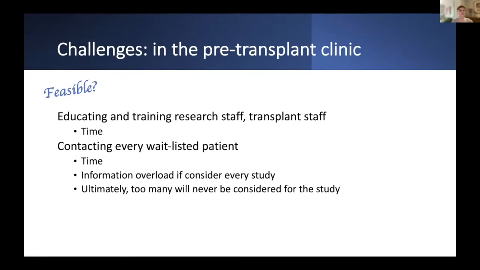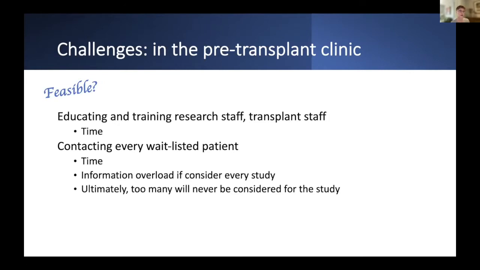So we first thought about consenting the transplant recipients or the waitlisted patients in the pre-transplant clinic. But it quickly became apparent, especially speaking with our transplant colleagues, that this may not be feasible because if you think about it, we would have to educate and train research staff and transplant staff at all 28 transplant centers, and have them take the time for this education and take the time to discuss the study with every single waitlisted patient. So that's a lot of time investment and training investment, potentially information overload if every waitlisted patient hears about every potential study that might be coming.